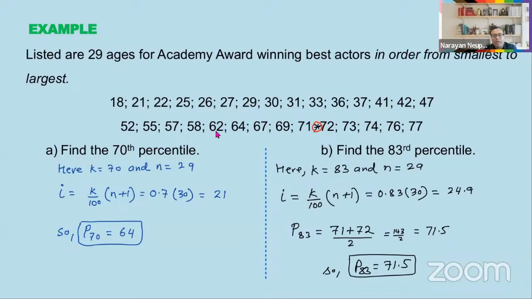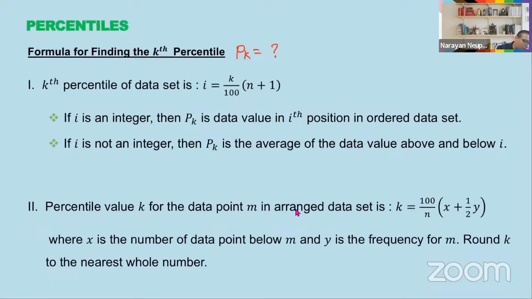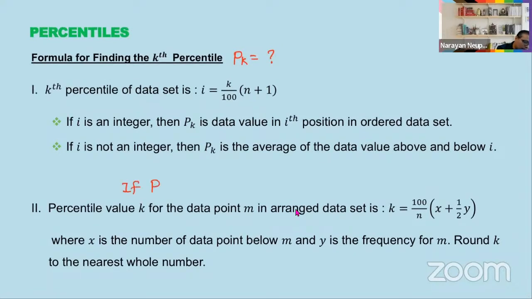And if you want to find the value of K for 62, it will be less than 70 because the 70th percentile is 64. So 62 should be less than that, okay? So now how can we find the value of K? Let's see. There is another interesting thing here. If a certain percentile Pk is equal to some number M given to you, then how do you find K? K equal to how much?